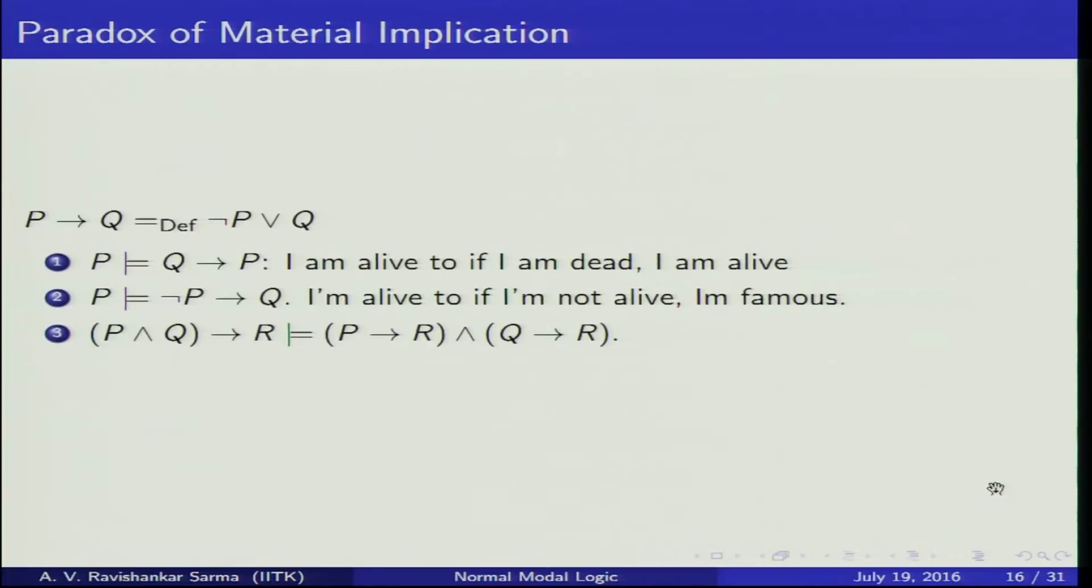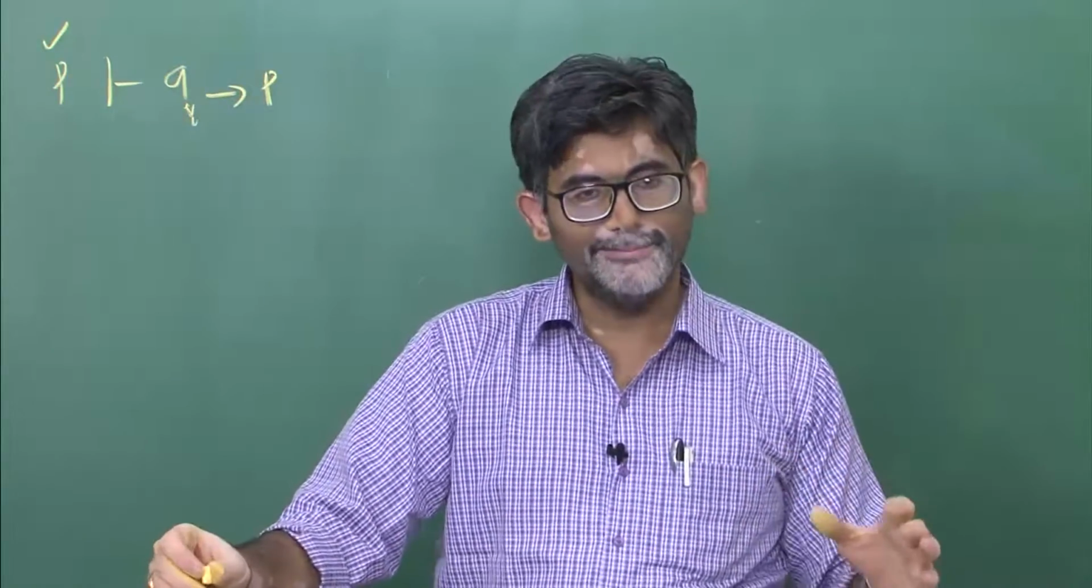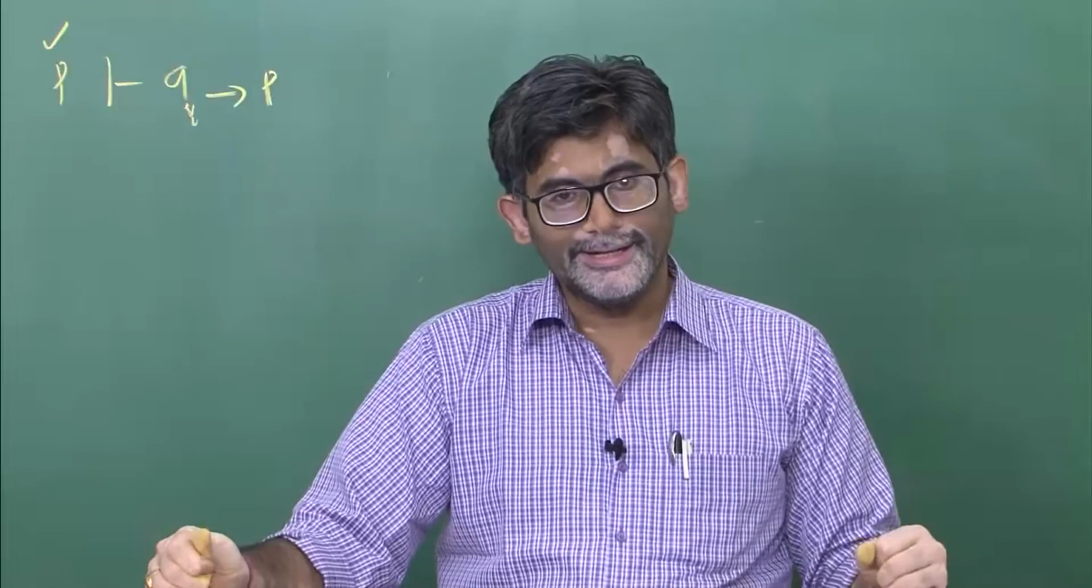In the same way, another instance of the paradox of material implication is that from not P, P implies Q is deduced. So if P stands for I am alive, and not P stands for I am not alive, then Q stands for I become famous. I am not alive, but still I became famous. So all these instances lead us to look at this material implication in a totally different way.